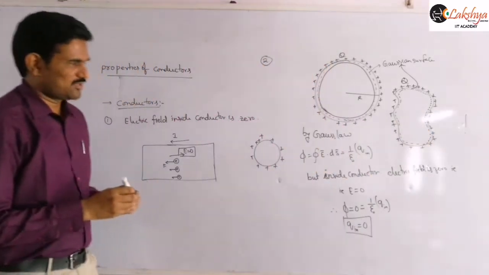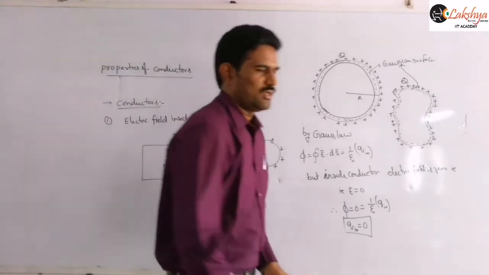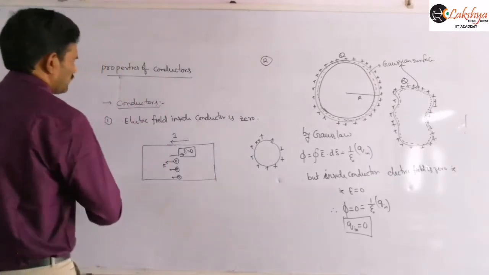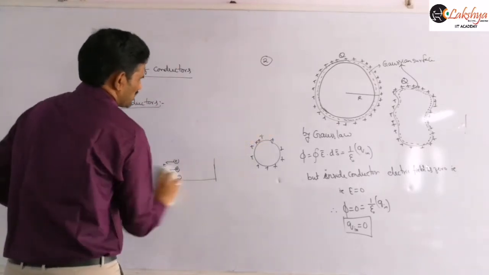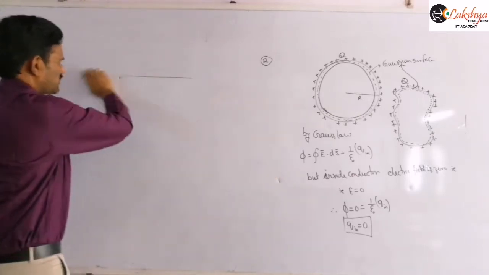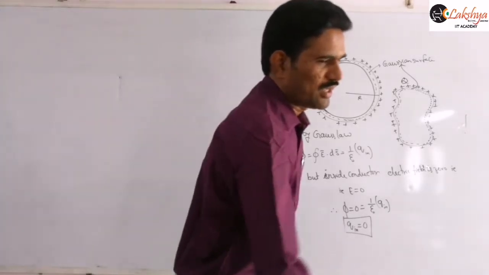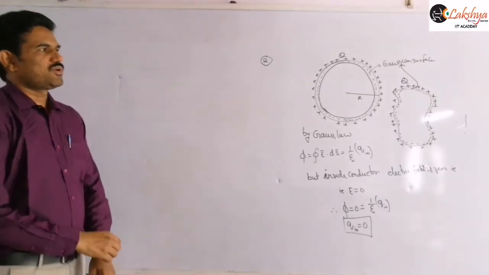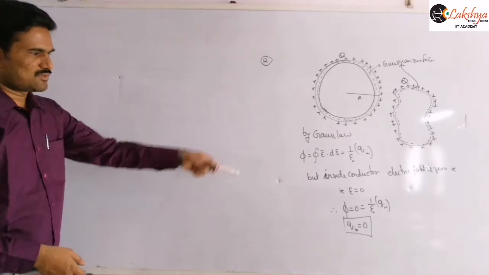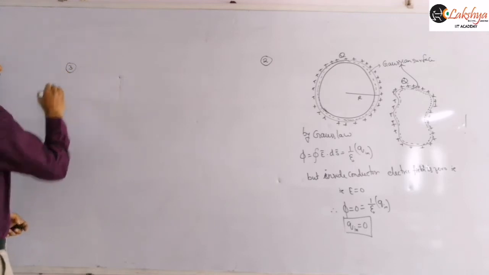So just write that second point there. The excess charge given to the conductor resides only on its outer surface, which can be proved by using Gauss law as follows. Then you can copy that. And see the next point.